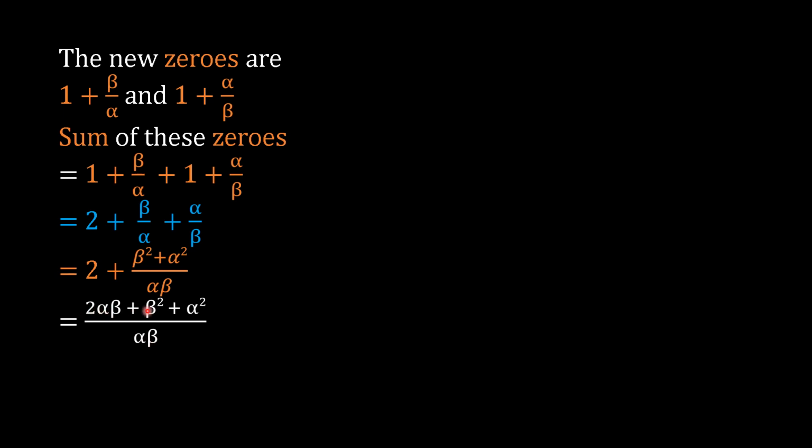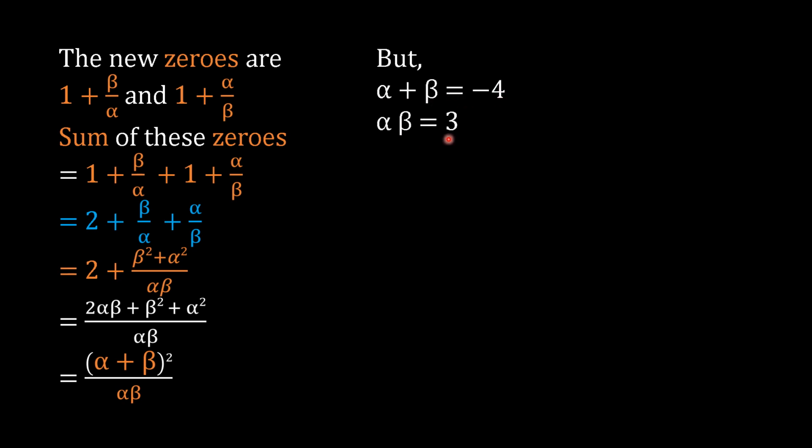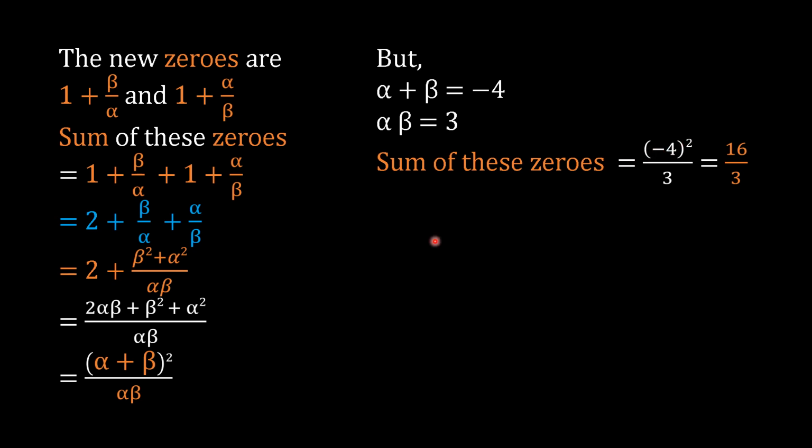Now, the expression in the numerator is a perfect square, and we can write alpha plus beta whole square for the numerator divided by alpha beta. Now we have already found out alpha plus beta equals minus 4 and alpha beta equals 3. We will substitute these values in here and get sum of these zeros equals minus 4 squared, because alpha plus beta is minus 4, divided by 3 because alpha beta is 3. So that will be 16 upon 3. So sum of these zeros is 16 upon 3.